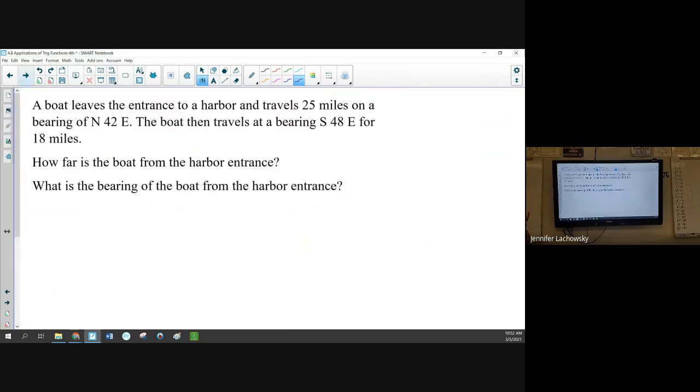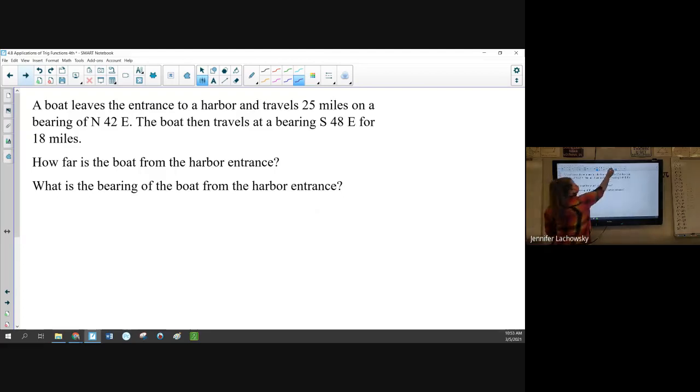All right. A boat leaves the entrance to a harbor and travels 25 miles on a bearing of north 42 degrees east. The boat then travels at a bearing of south 48 degrees east for 18 miles. How far is the boat from the harbor entrance, and what is the bearing of the boat from the harbor entrance? Okay, so let's start writing down the situation.